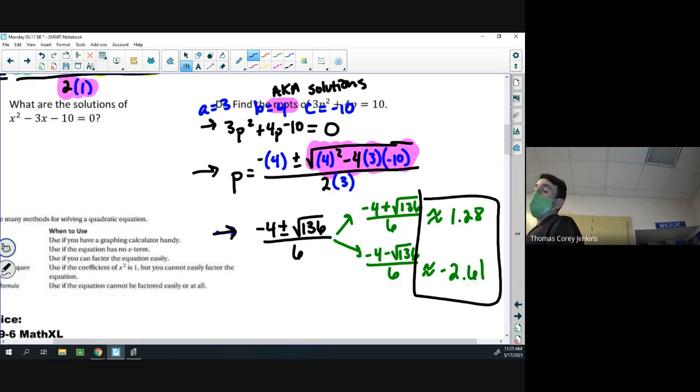All right, so this one you could not do by factoring. There's no way to factor 3p squared plus 4p minus 10. So this is where it's nice to have the quadratic formula, because you can get a really exact answer. Since we use Desmos, we can also get a good approximation using Desmos, looking at the x intercepts. But the quadratic formula is just a good way that works on everything.